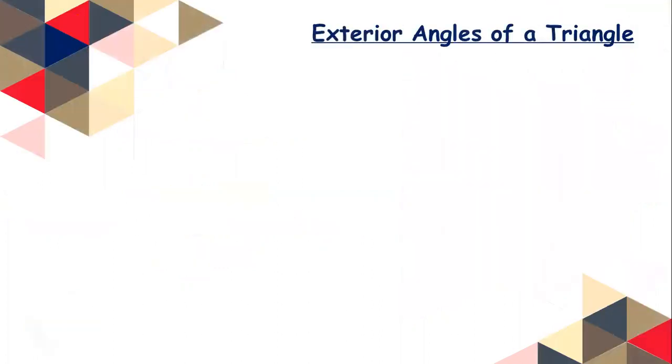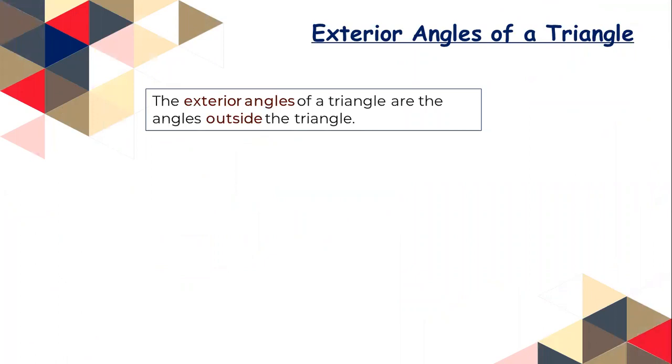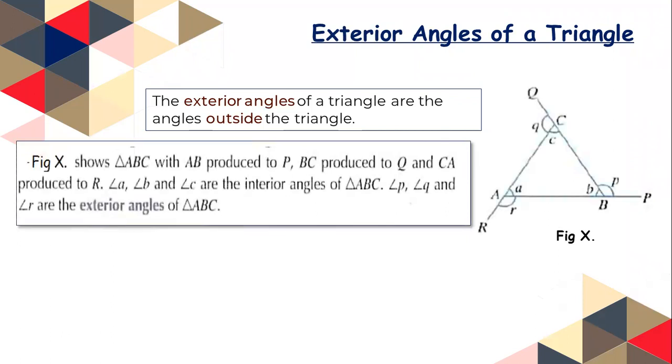So here is the exterior angle of a triangle. Basically, exterior angles of a triangle are the angles that lie outside the triangle. Okay, angles that you find outside the triangle are called exterior angles of a triangle. If you see in this figure X, basically this figure is taken from your textbook New Syllabus Mathematics Book 1.